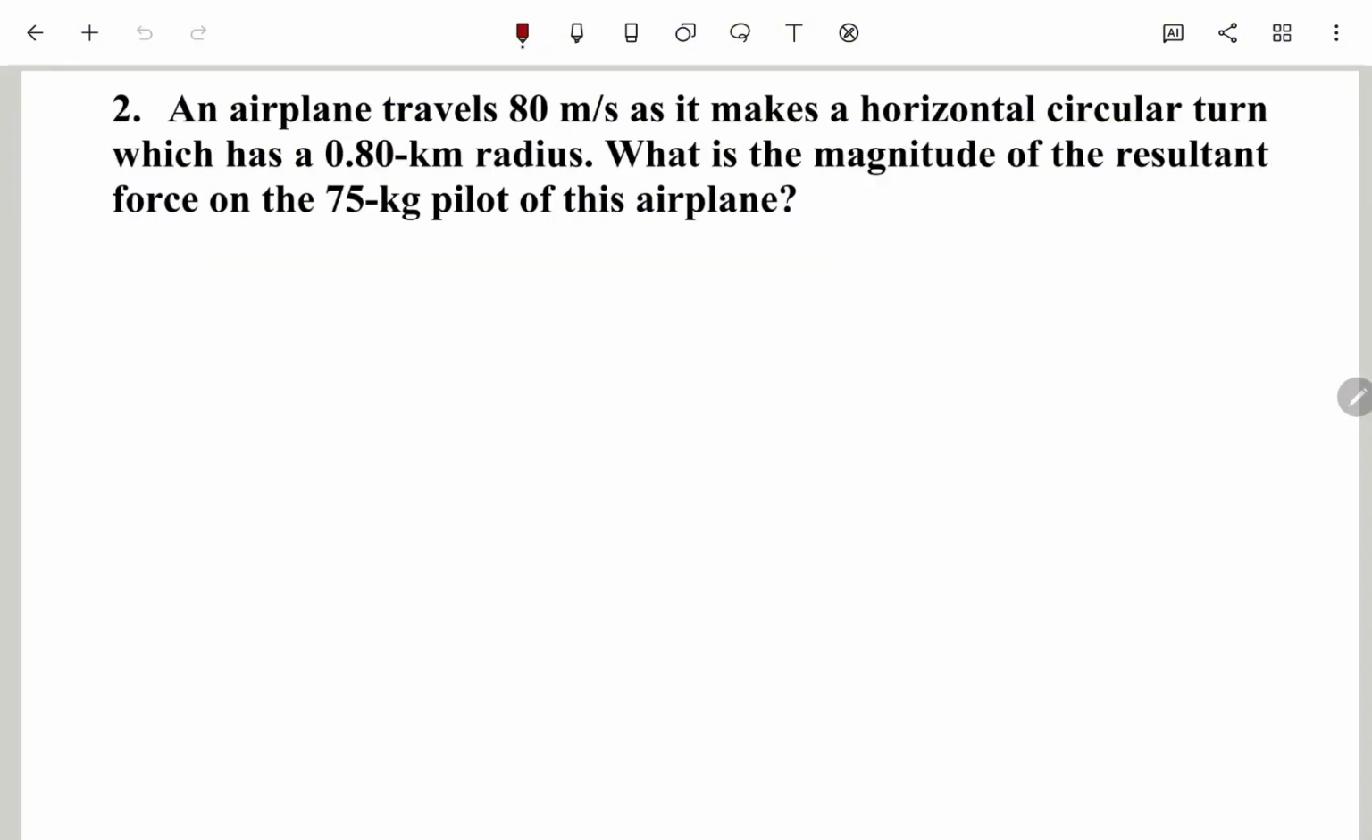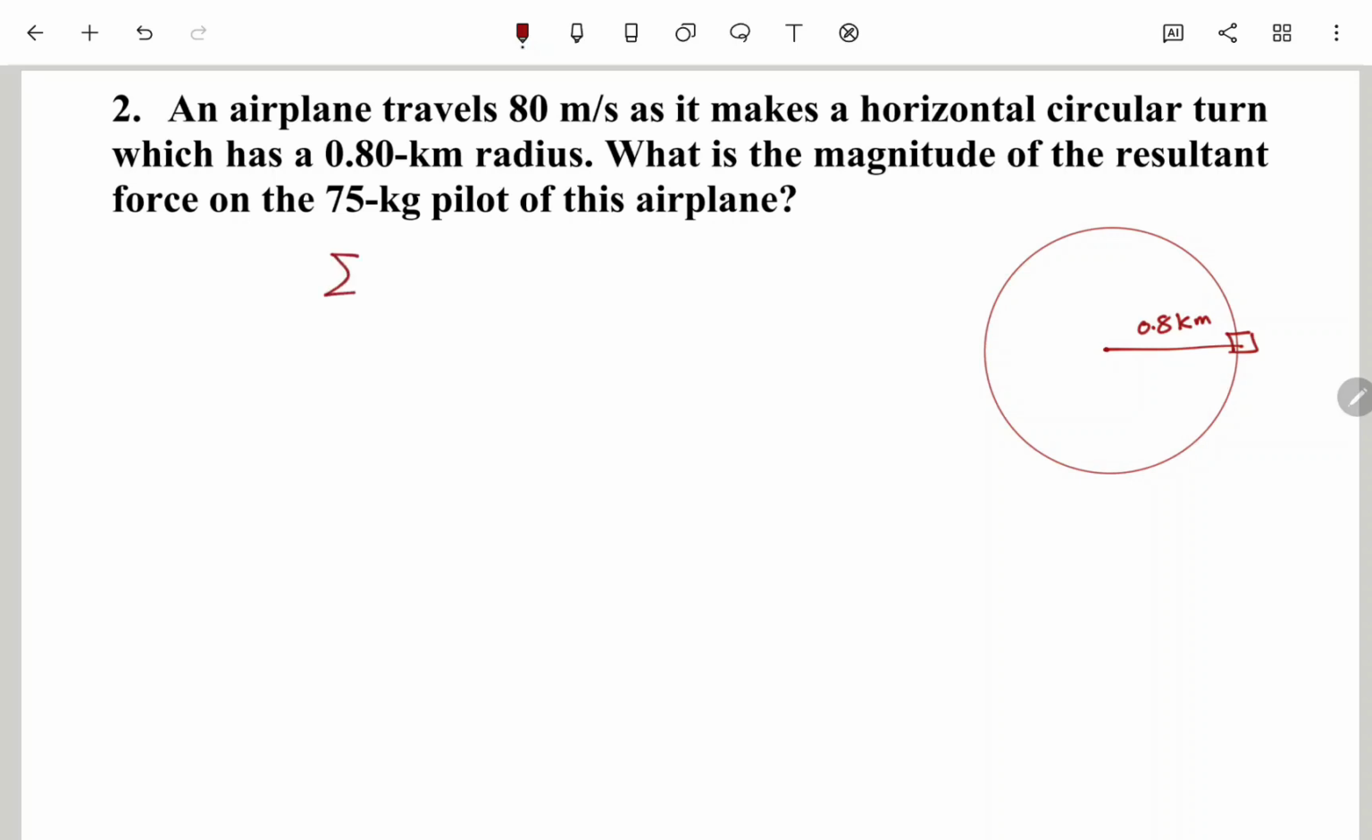kilonewtons. An airplane travels 80 meters per second as it makes a horizontal circular turn which has 0.8 kilometer radius. What is the magnitude of the resultant force on the 75 kilogram pilot of this airplane? Now here's the circular path, and the radius for this circular path is 0.8 kilometers, and here's the airplane.